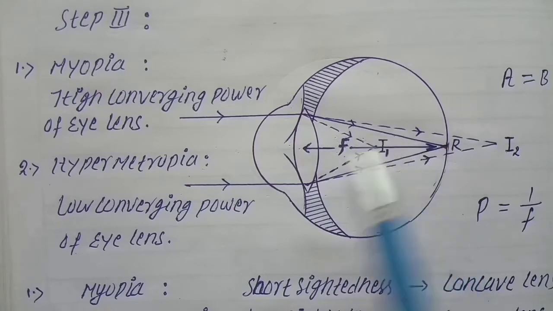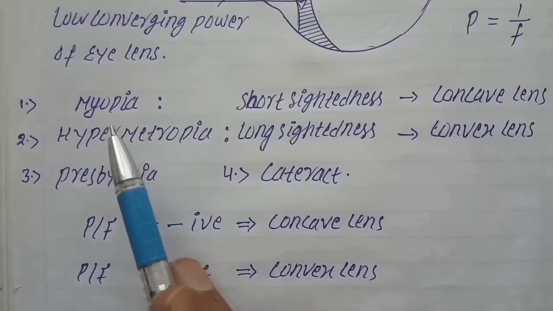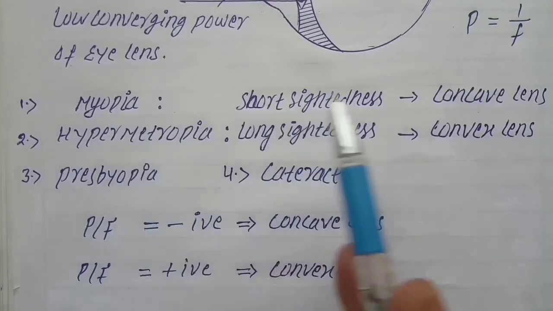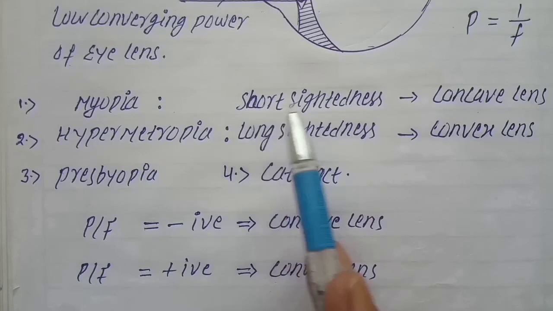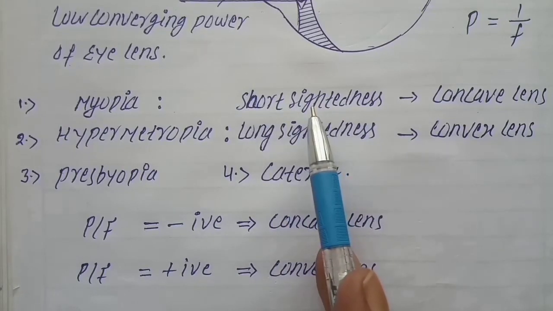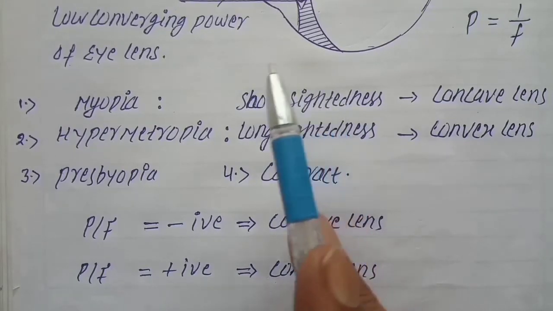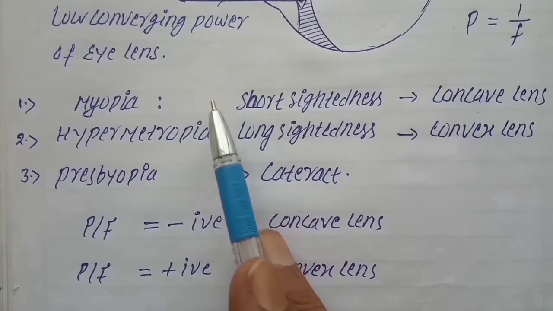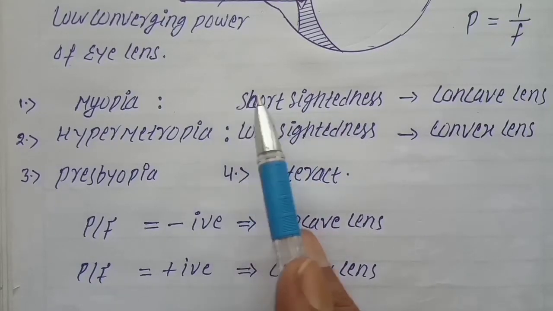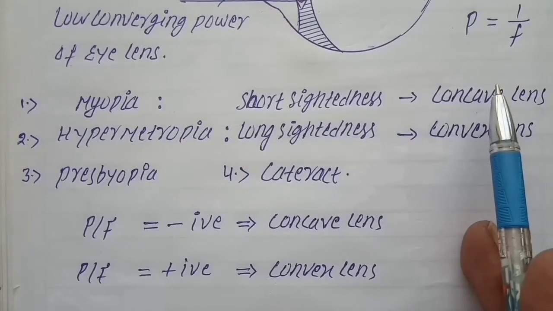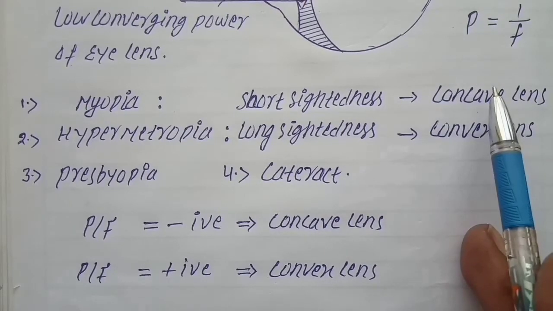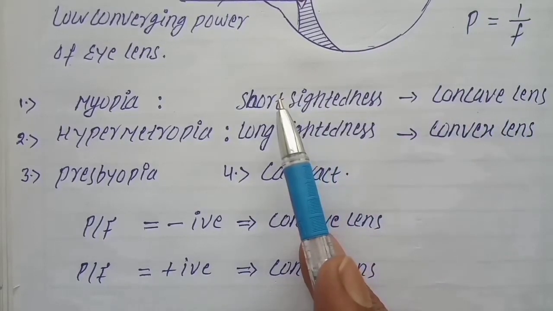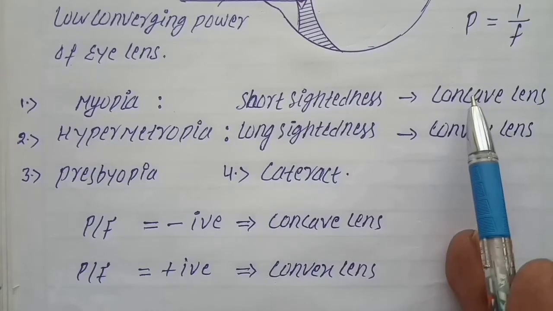So let me start from myopia. First defect is myopia or short-sightedness, means short sight. In this defect, a person can only see short distance or nearby objects but cannot see long distance objects. To see long distance objects, a person needs spectacles containing a concave lens.